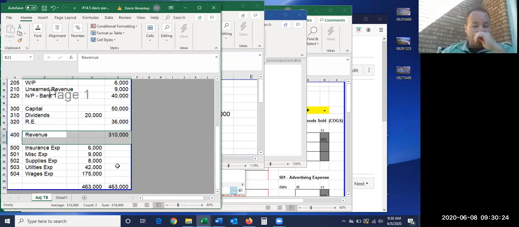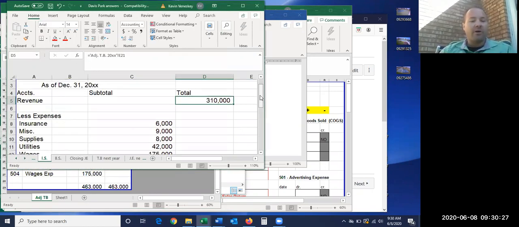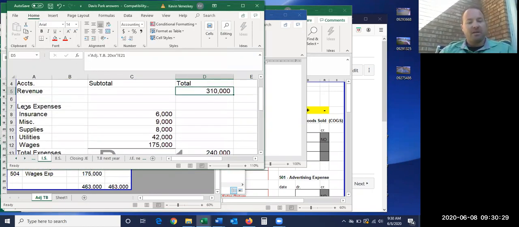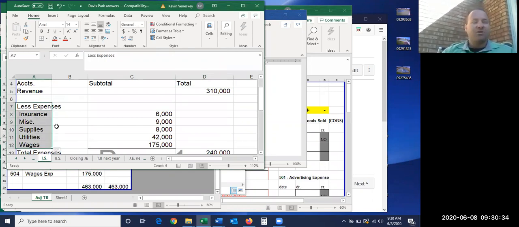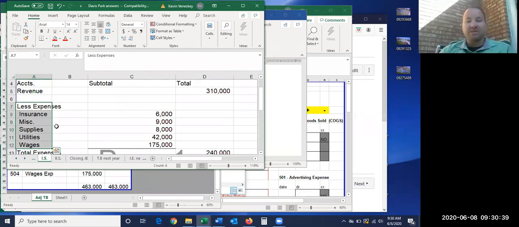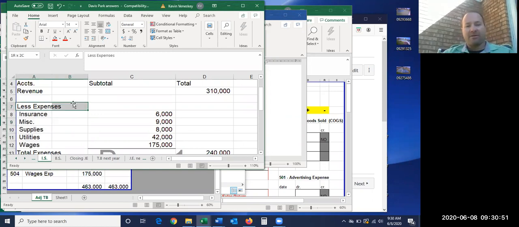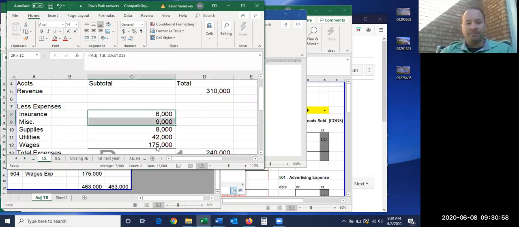So the next thing we're going to do is subtotal all of our expenses. And for now, I want you to get used to writing out the expenses. As you get a bigger company, you may have 100 different expenses, and so you begin to summarize them into different summary categories. But for now, we only have 5, so it's not that bad. So we're going to have a new category. We're going to put all of our expenses underneath, and then we're going to subtotal them.